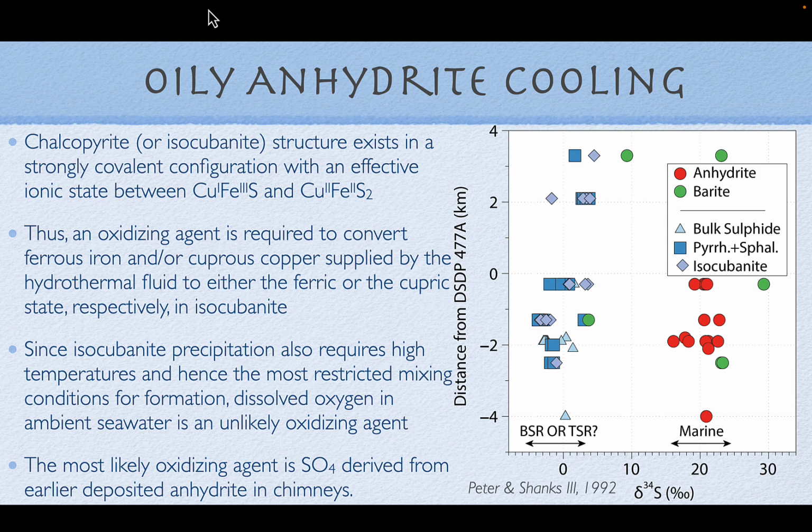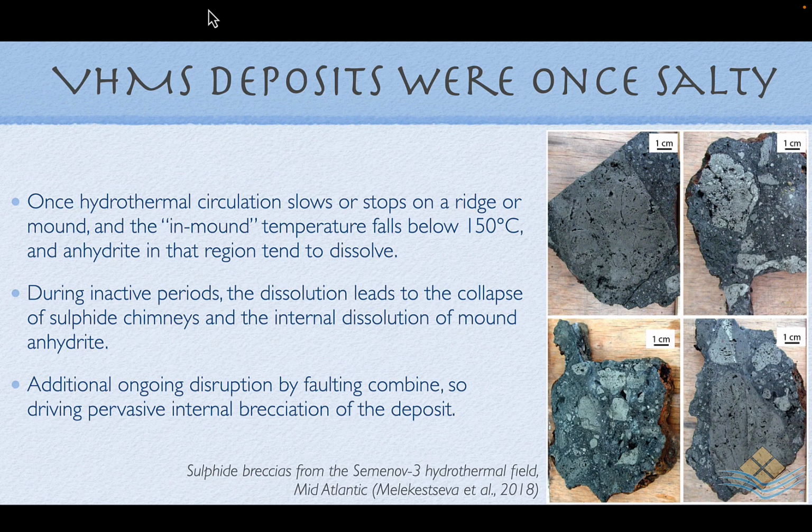To finish off this discussion of retrograde anhydrite in mid-oceanic ridges, let's think a little bit about what texturally the presence and then the dissolution of that anhydrite means. All VHMS deposits were once quite salty. The anhydrite in active vents like TAG Mound and Grimsey makes up the dominant mineralogy in the zone of venting. But once that hydrothermal circulation stops or slows, then as the temperature falls below 150 degrees centigrade, the anhydrite starts to dissolve. Remember, it's a retrograde salt, so if we lower the temperature, it becomes more soluble.